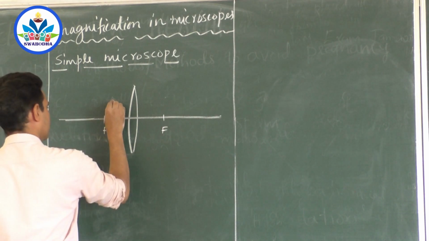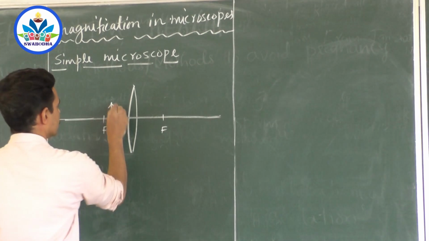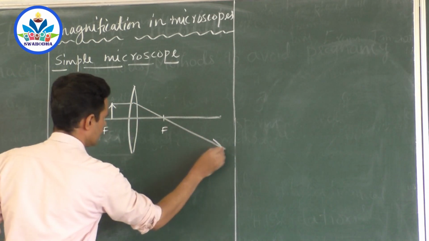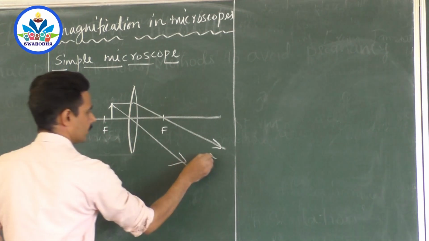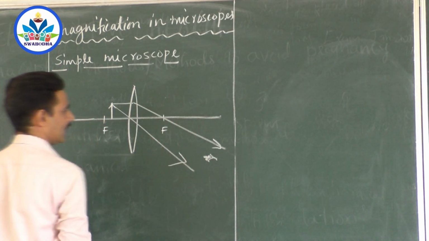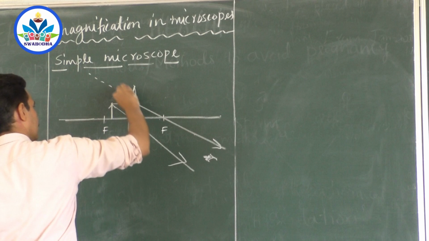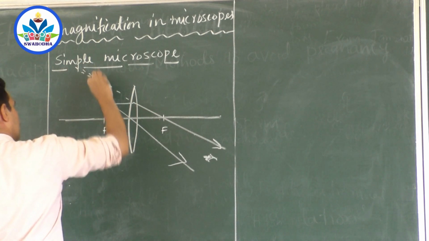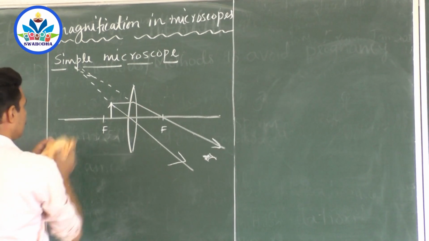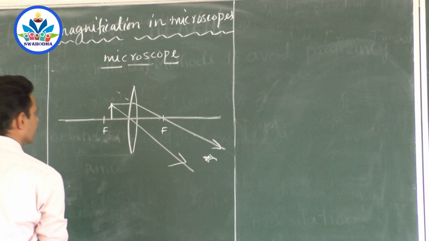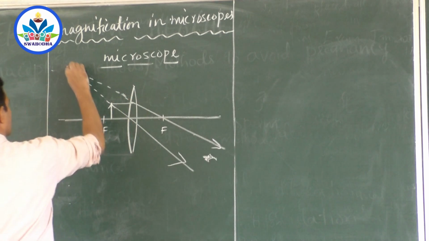Okay, so here should be an object. I'll take a small object because I know that I am going to get an enlarged image. So the parallel ray passes through the focus. Another ray passes through the optic center, they diverge. And a person observing from here feels that these two rays are coming from a distant point here. So the two rays appear to diverge or appear to come from a point here. So like this, this will be the enlarged virtual image.